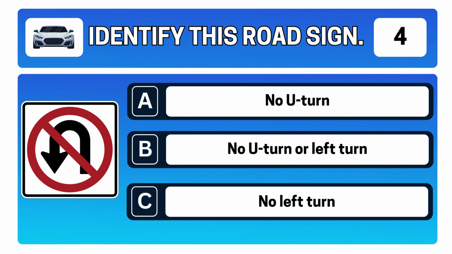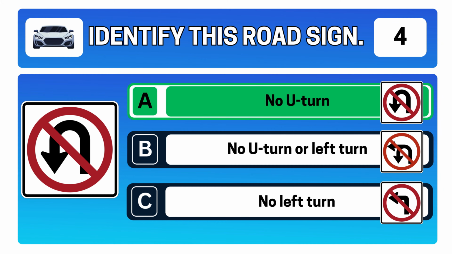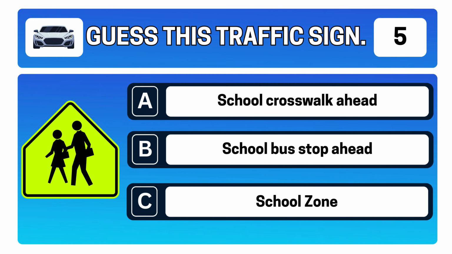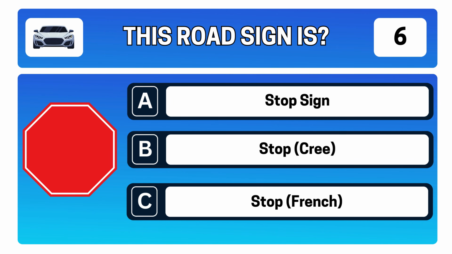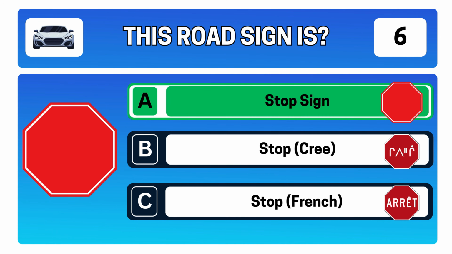Identify this road sign. Well spotted. This is the no U-turn sign. Guess this traffic sign. Good observation. This is the school zone sign. This road sign is exactly. This is the stop sign.